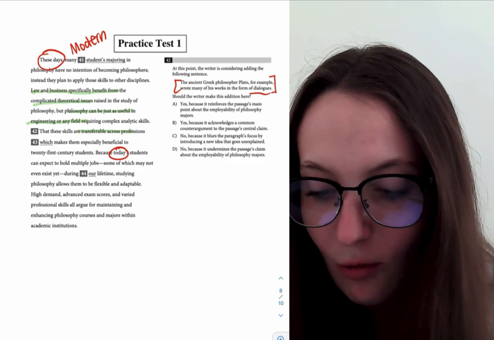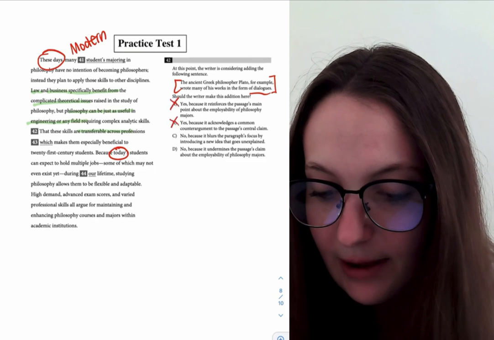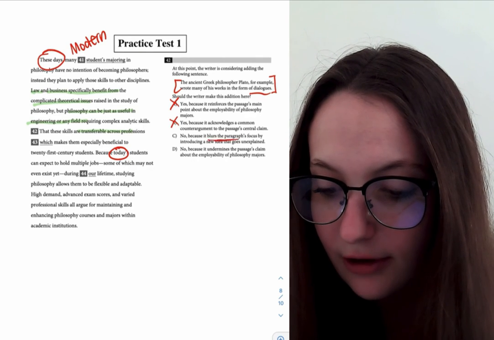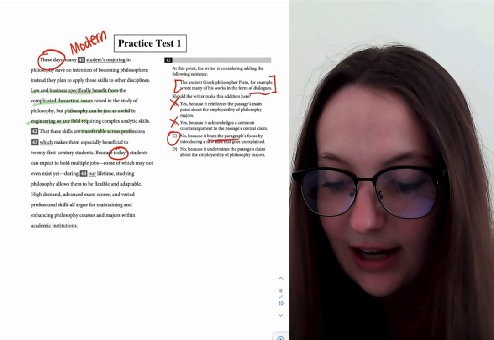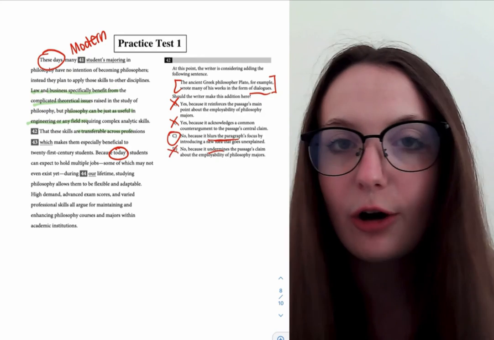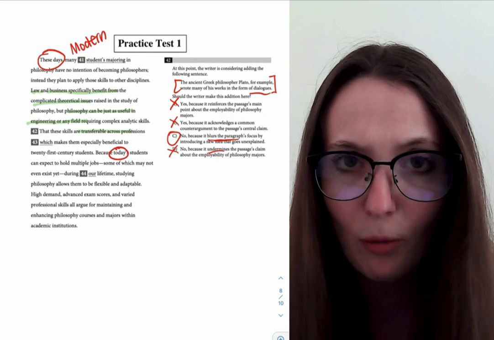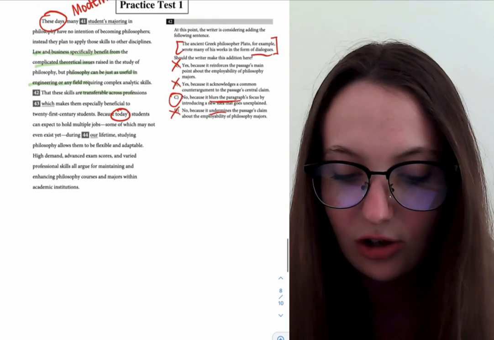So we definitely don't want to add this, so knock out A and B. And again, it's going to be choice C, blurs the focus. It's not going to be D, undermines. It's not contradicting or going against anything. It just has simply no place in what this paragraph is talking about.